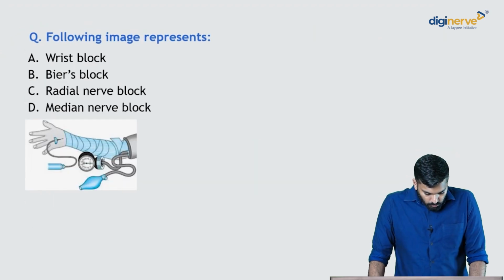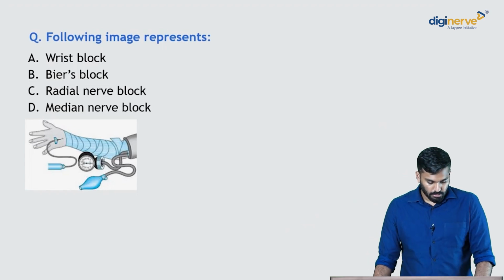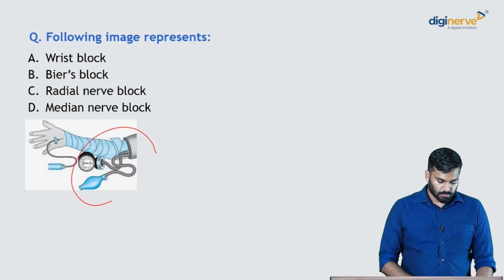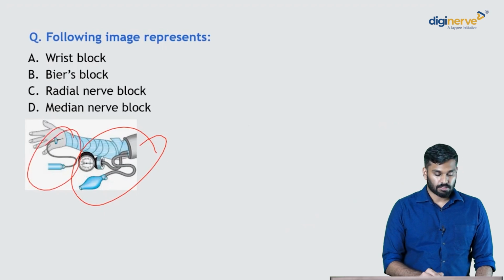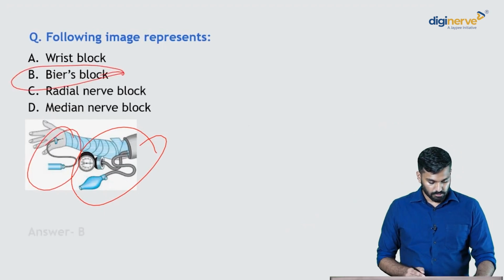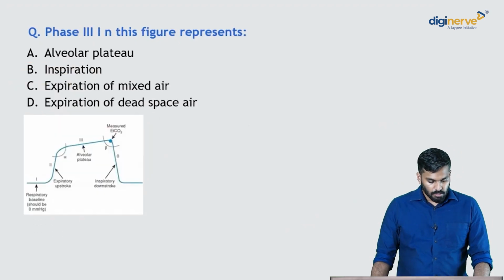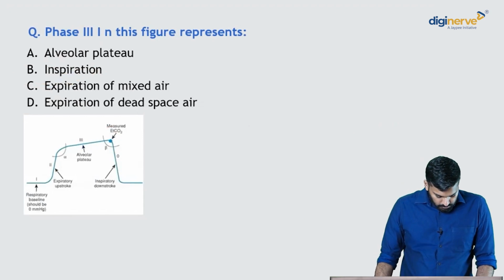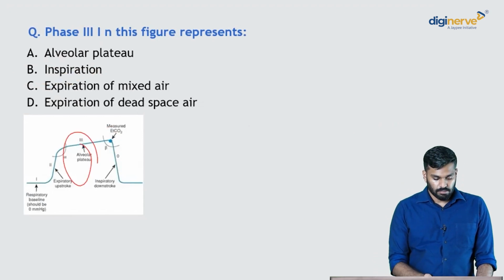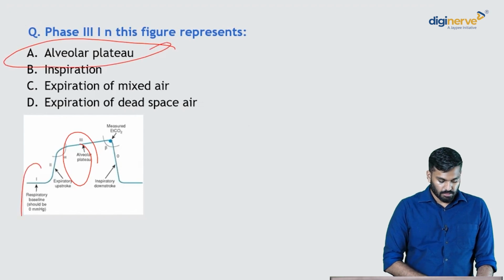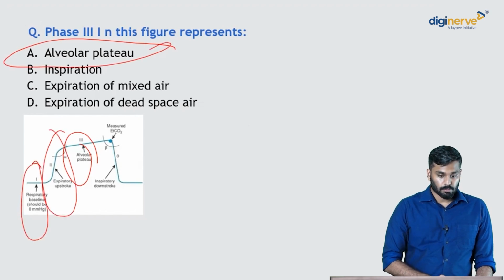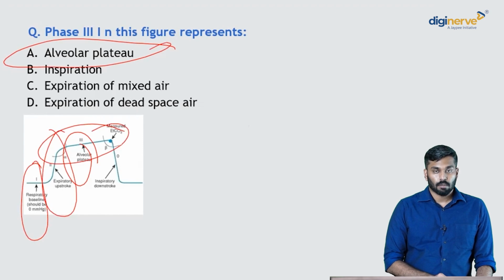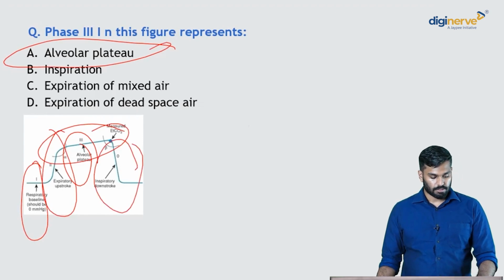So next question is, following image represents. Okay, so basically it's a tourniquet. You can see a tourniquet and you can see an IV line. So this is definitely the Bier block. Yes, correct. Phase 3 in the image, phase 3 is basically the alveolar plateau. So this is inspiration, this is beginning of expiration, this is plateau, and this is inspiration, downstroke again.